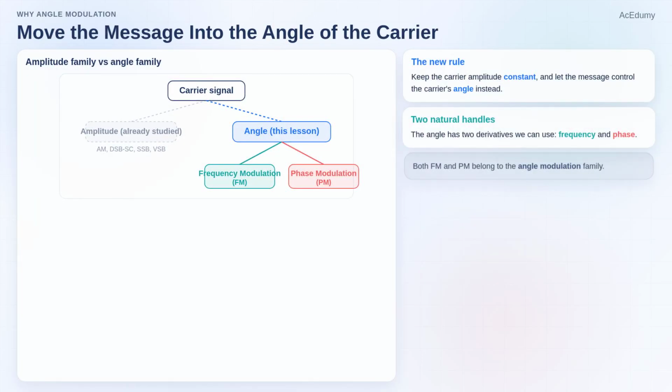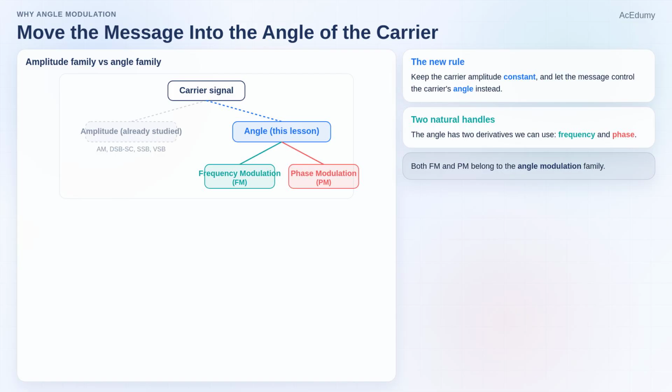In the previous lessons, every scheme was built on top of carrier amplitude. Now we change the rule. We keep the amplitude constant and push the message into the angle of the carrier. The angle has two natural handles, frequency and phase. That single decision splits into two related schemes.